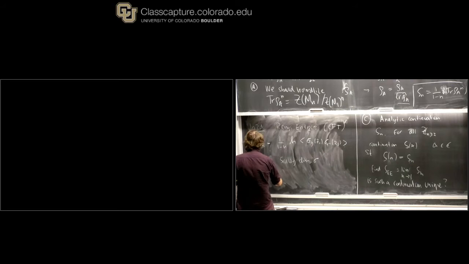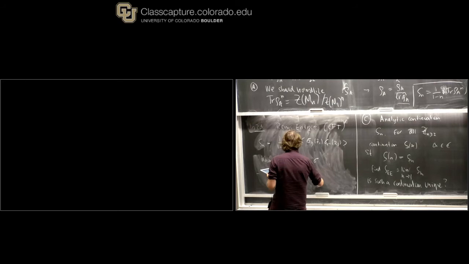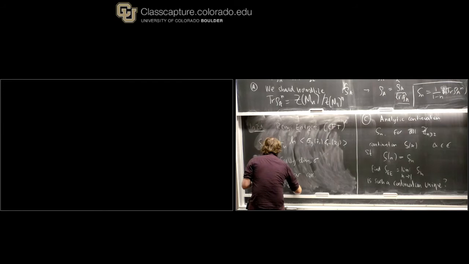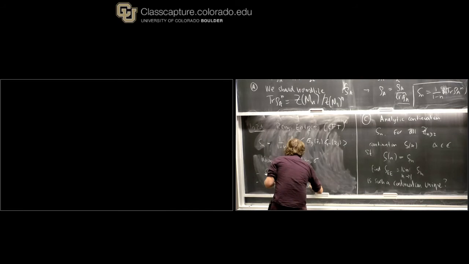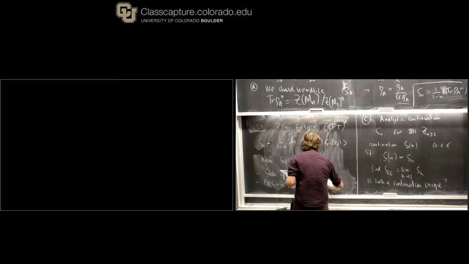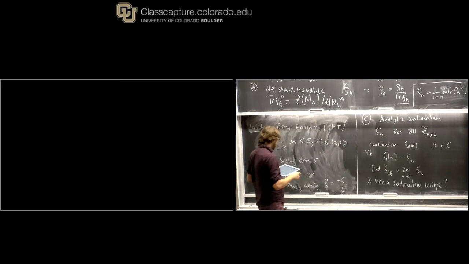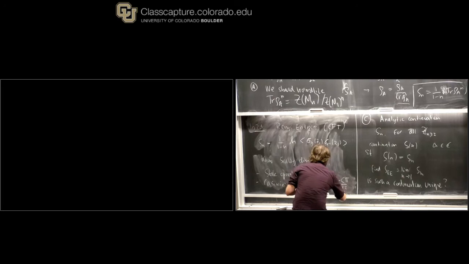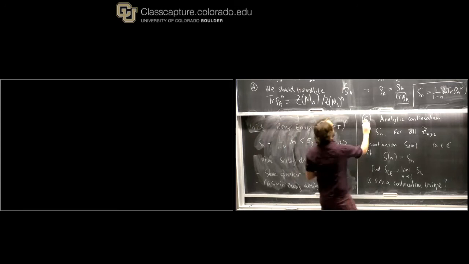There are notes, and I'll post the notes so you can read about it. But basically, the input is the state-operator correspondence and the universal Casimir energy of a CFT on a circle. So the energy density, rho, is like minus c over L squared, up to some constants, where L is the size of the circle. Just given these two inputs, you can calculate. Sorry, I should have said c is the central charge of the CFT.